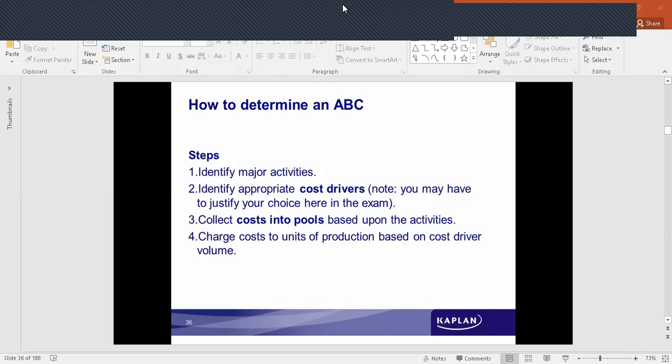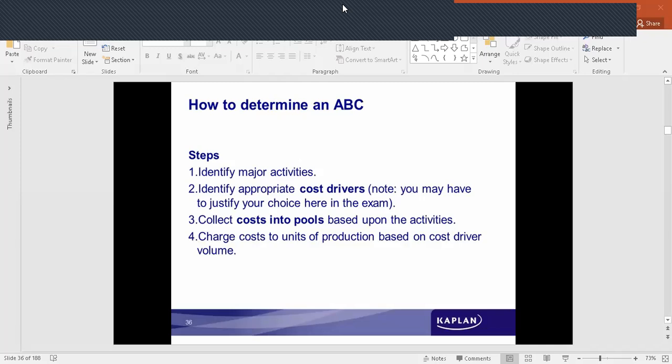Overhead costs. When they have to be charged, ABC suggests that first, for all the overheads, we ask what are the major activities for which these costs are incurred. Identify the activities. Why are the overhead costs incurred? What are the major activities for which these overhead costs are incurred? So that has to be identified first. Step number one, identify major activities.